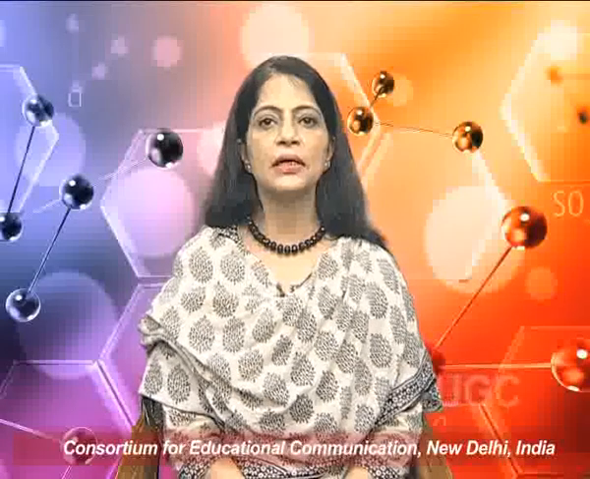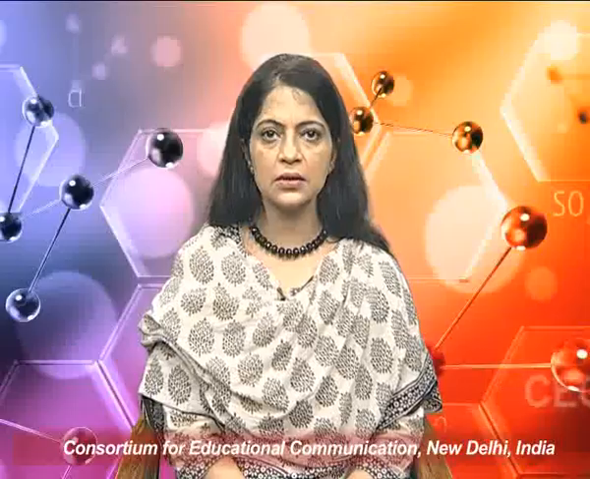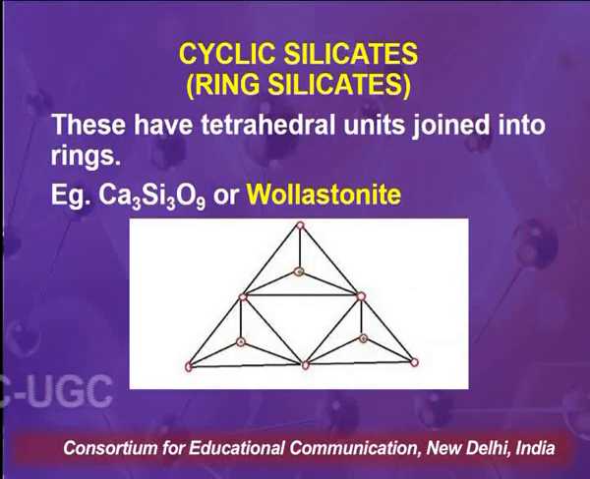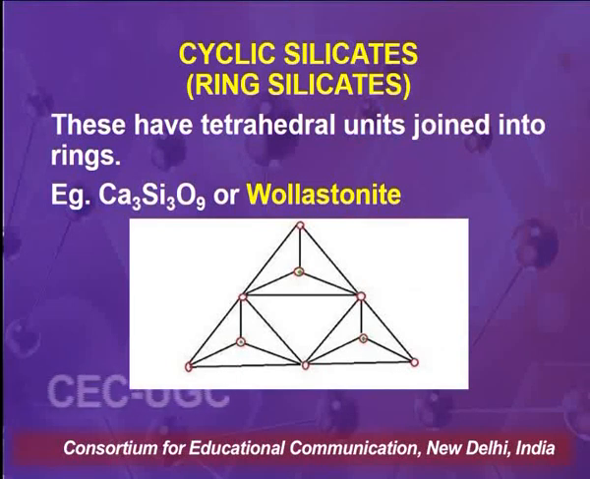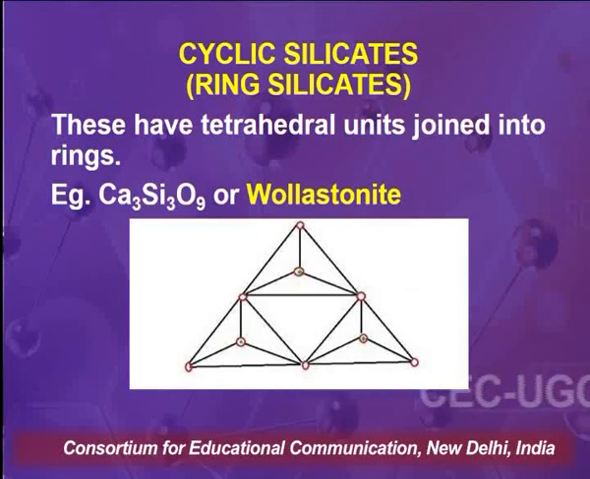Another type of silicate is cyclic silicates, also called ring silicates. These have tetrahedral units joined into rings, which can be seen in the figure. There are three tetrahedral SiO4 units joined together to form a ring, and again the sharing is through oxygen atoms, the corners of the tetrahedra. An example of cyclic silicates is wollastonite, which is a calcium silicate mineral.